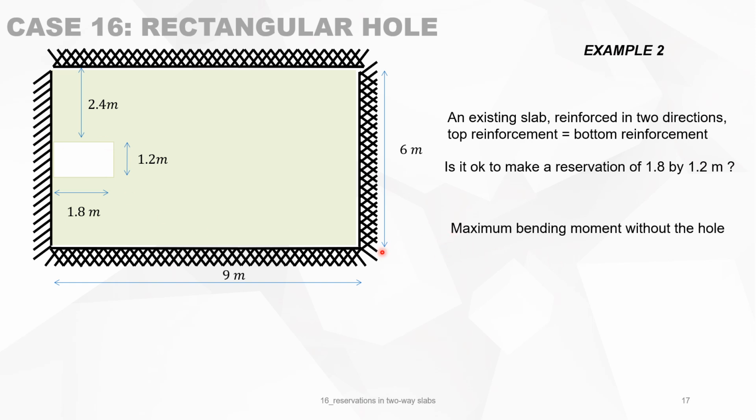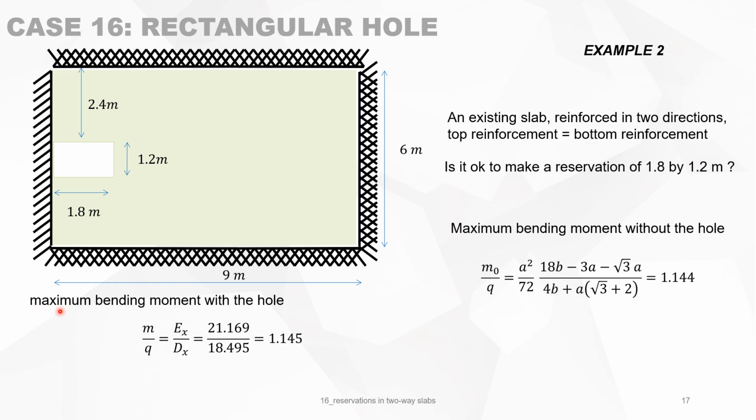So we will calculate the maximum bending moment without the hole. This is M0 divided by Q, because Q, the load, we don't know, so we put it there. What's left is only a formula depending on the geometry. And so when we calculate this, it's 1.144.